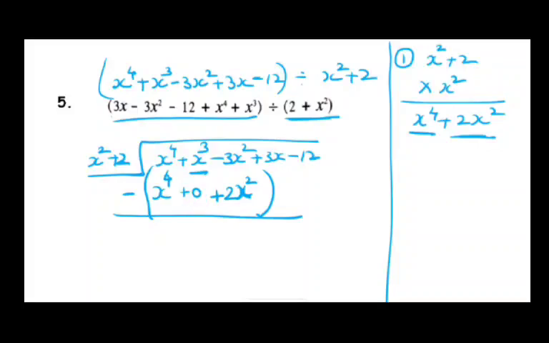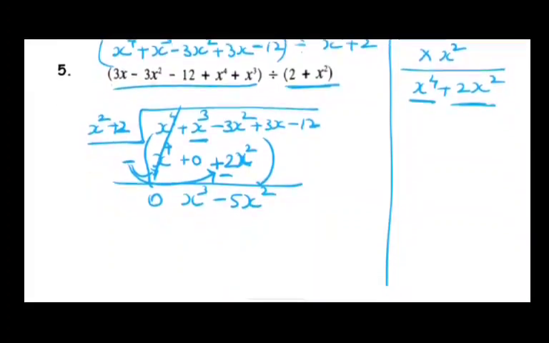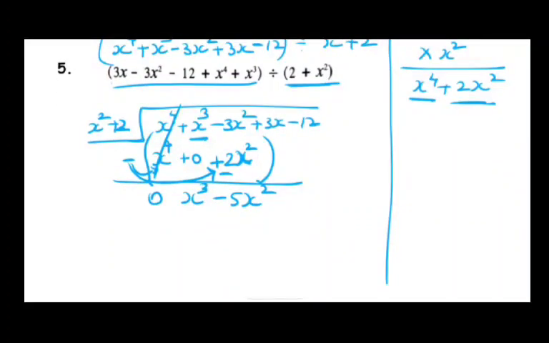Alright. So this subtraction sign applies here. X raised to 4 minus x raised to 4 is 0. This carries down as it is. This subtraction sign applies here as well. So it becomes minus 3x square and minus 2x square makes it minus 5x square.